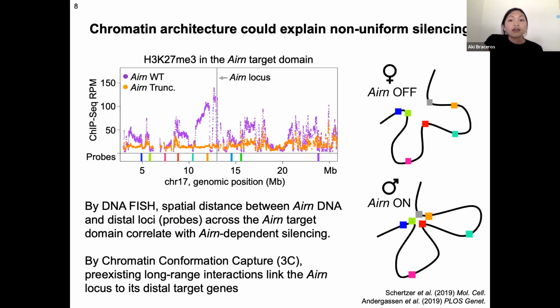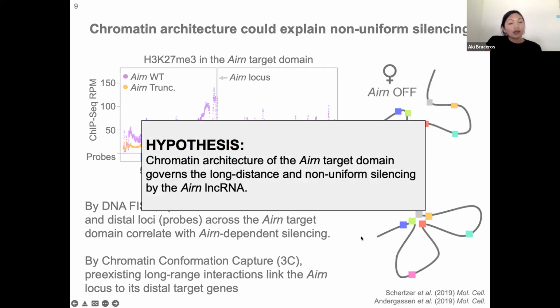And then in a separate study by Quanah Hudson's and Florian Pauler's group, they used an orthogonal method called chromatin conformation capture, or 3C, to show that pre-existing long-range interactions actually link the Airn locus to some of its distal target genes. And so this evidence together illustrates this cartoon model of what the chromatin architecture of the Airn target domain could be. And so this led to our hypothesis that chromatin architecture of the Airn target domain helps govern the long distance and non-uniform silencing by the Airn lncRNA.